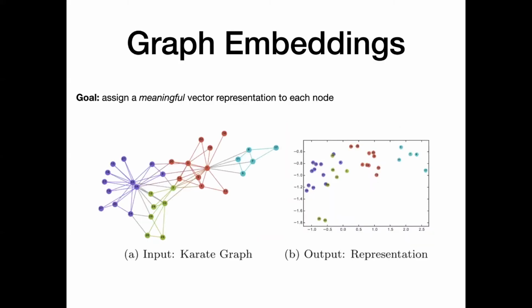So the idea of graph embeddings is to assign a meaningful vector representation to each node. And by meaningful, I mean that it is useful for downstream tasks. So this is a very classic graph, the Karate Club graph. Each node is assigned a color based on a spectral clustering. And we have here a two-dimensional vector representation of each node that preserves this clustering.